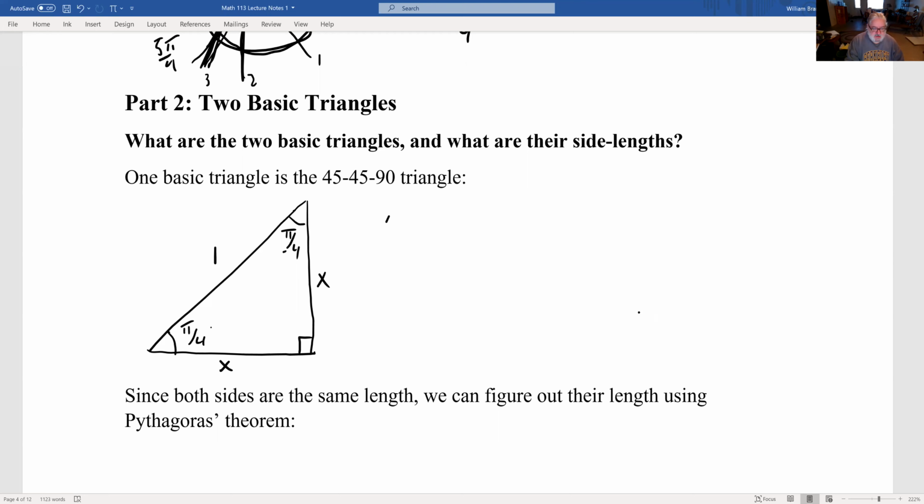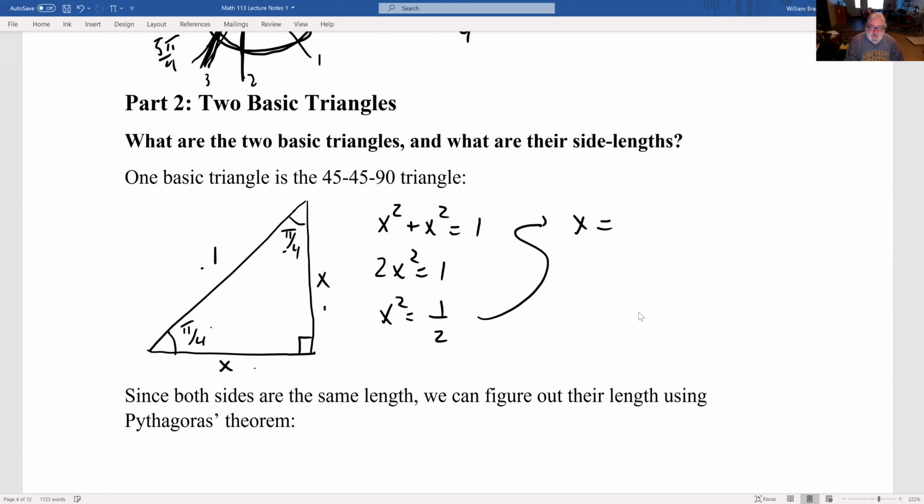Pythagoras' theorem tells me that x squared plus x squared equals 1. This side squared plus this side squared is the hypotenuse squared. So 2x squared equals 1. x squared equals 1/2. x must be the square root of 1/2. Technically plus or minus there, but we're looking for lengths and we want that to be positive.